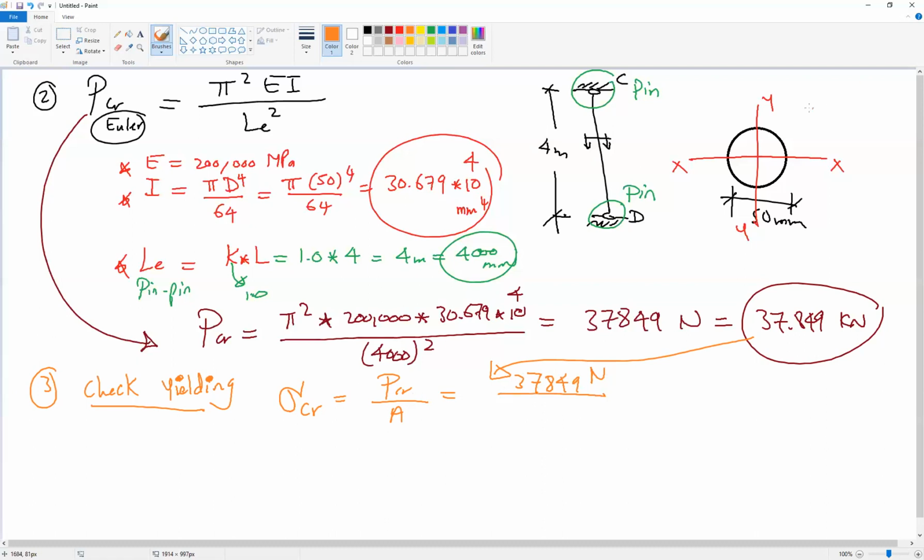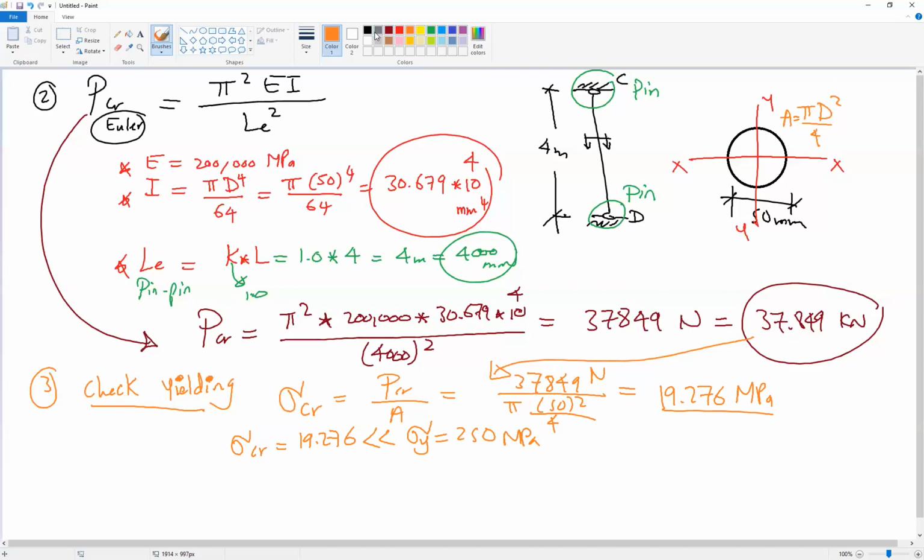What is the area for a circular section? A will be pi d square divided by 4. So pi times 50 square divided by 4. This gives us sigma critical equal to 19.276 MPa. So is there any possibility for yielding here? No, because sigma critical equal to 19 is much less than sigma yield equal to 250 MPa.